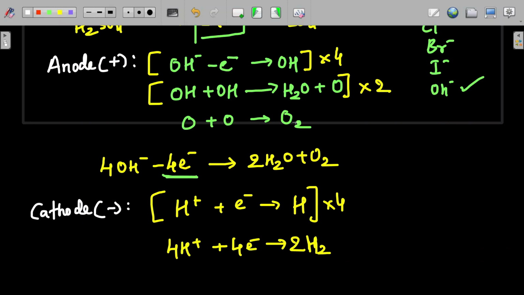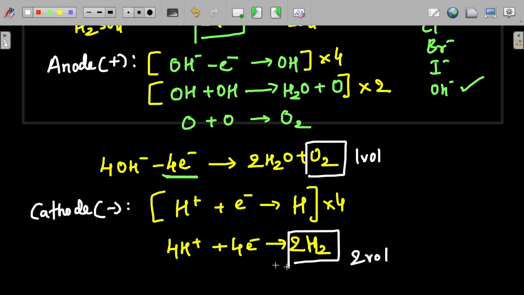Hence, you observe here at the anode you are getting 1 volume of O2 for every 2 volumes of hydrogen which is released at the cathode. 2 volumes here, 1 volume here. You can get this ratio only if you make the number of electrons equal. Otherwise, you will not get it.